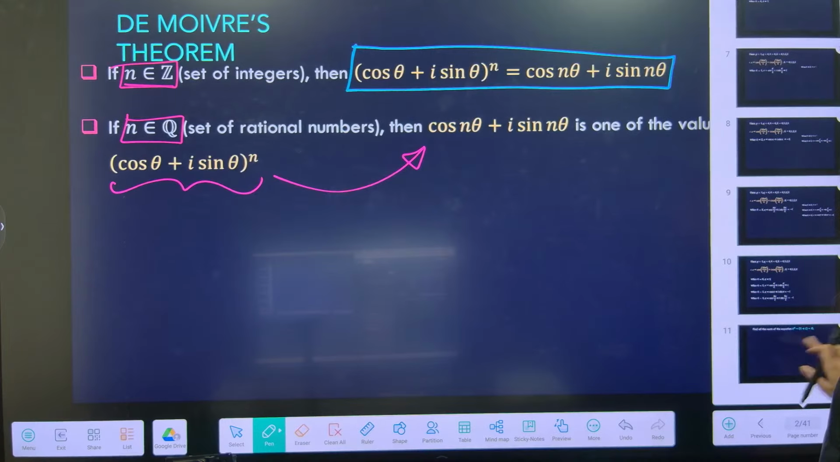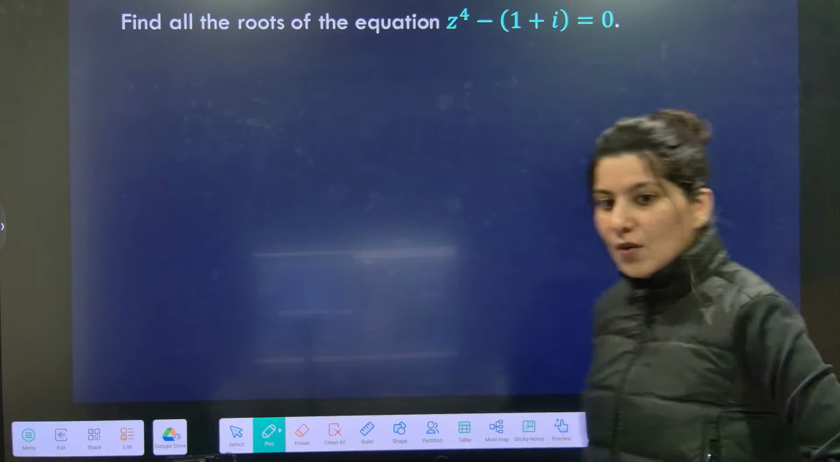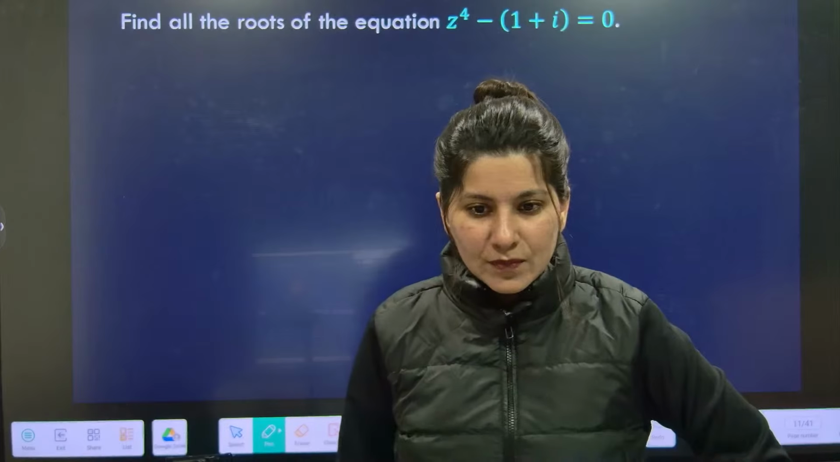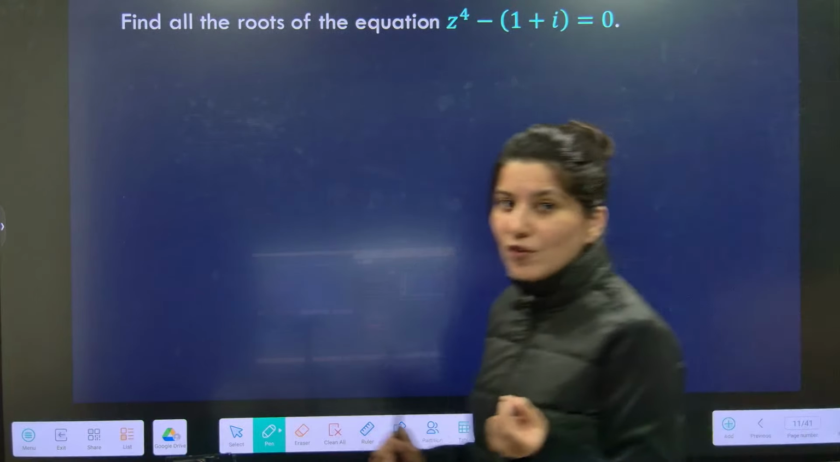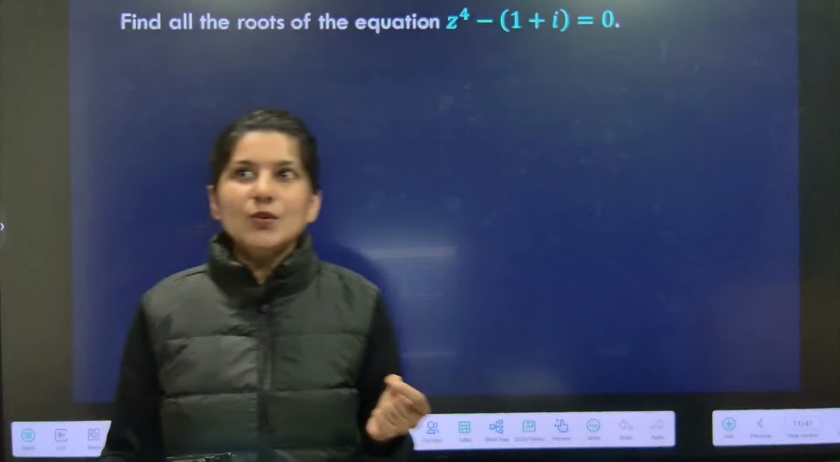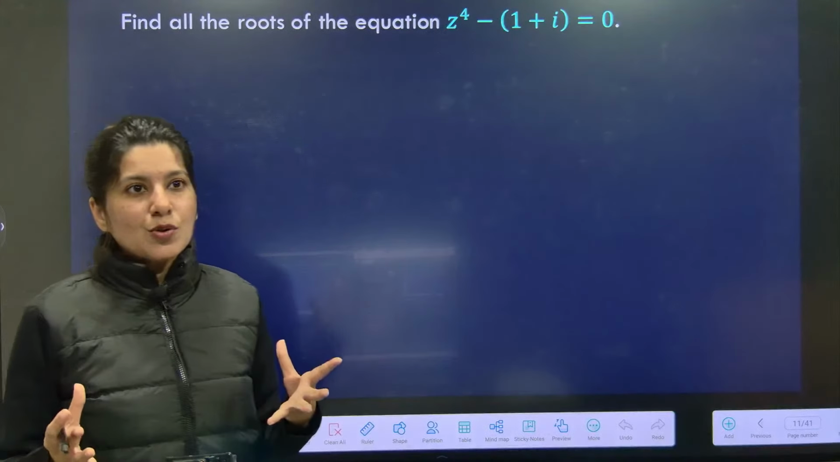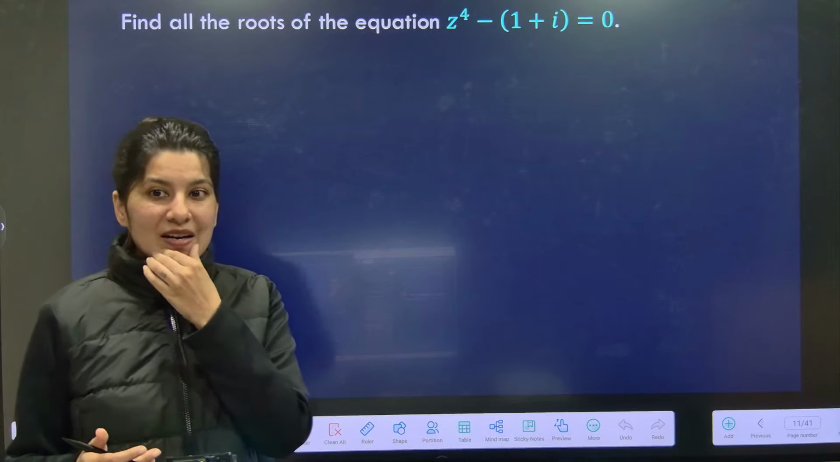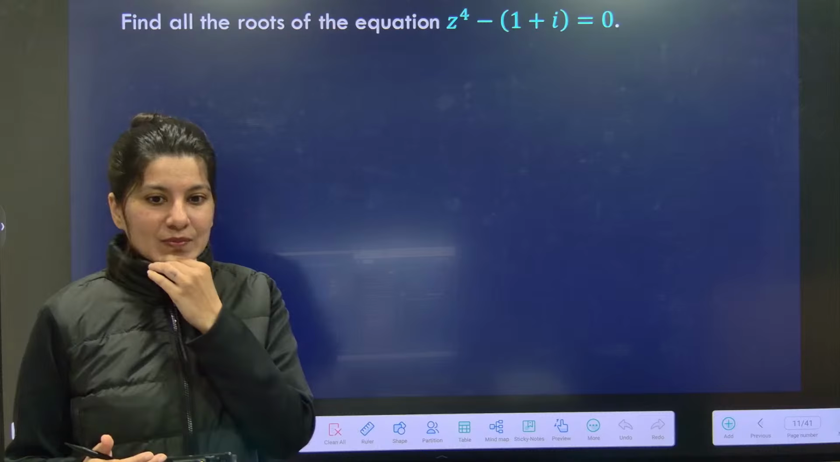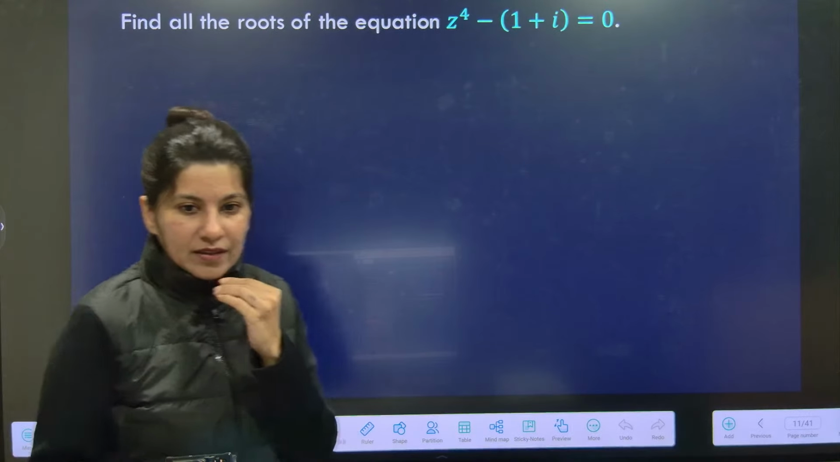Now let's talk about this question. z power 4 is equal to 1 is very easy to solve even without de Moivre's, but this type of question is actually meant for de Moivre's theorem.